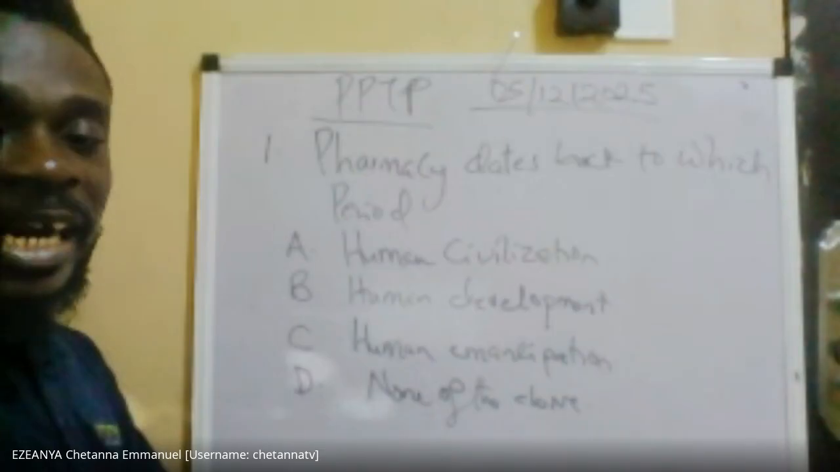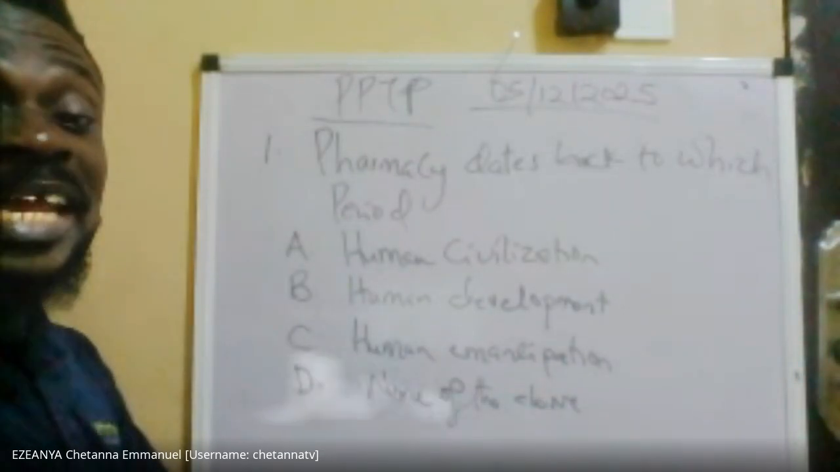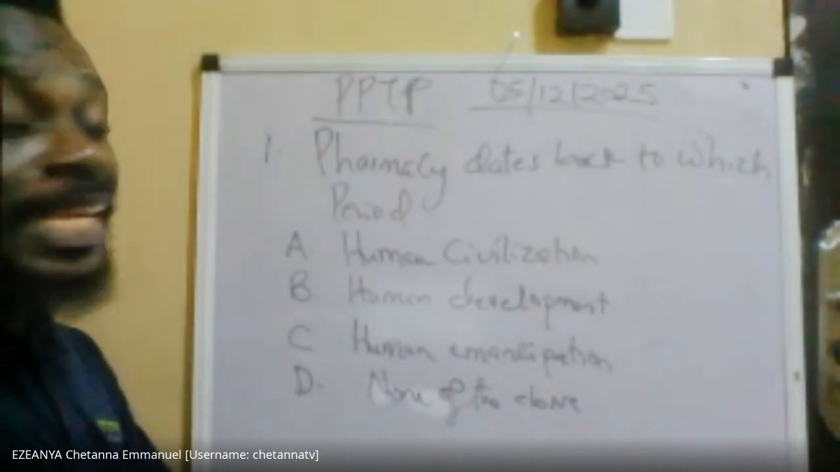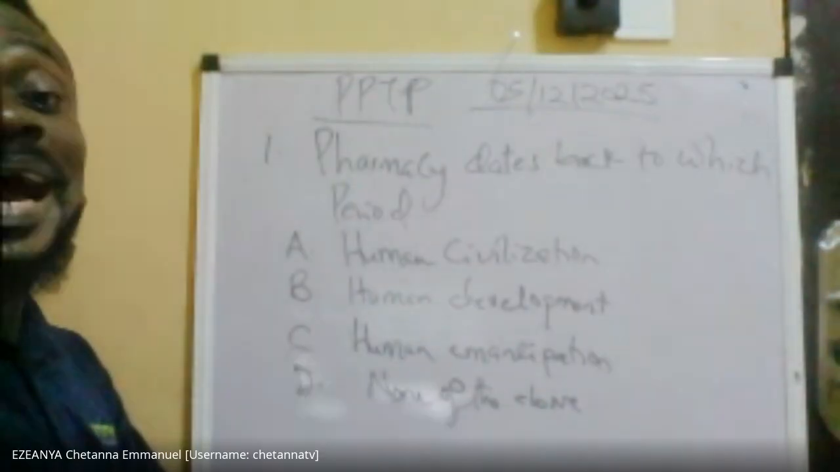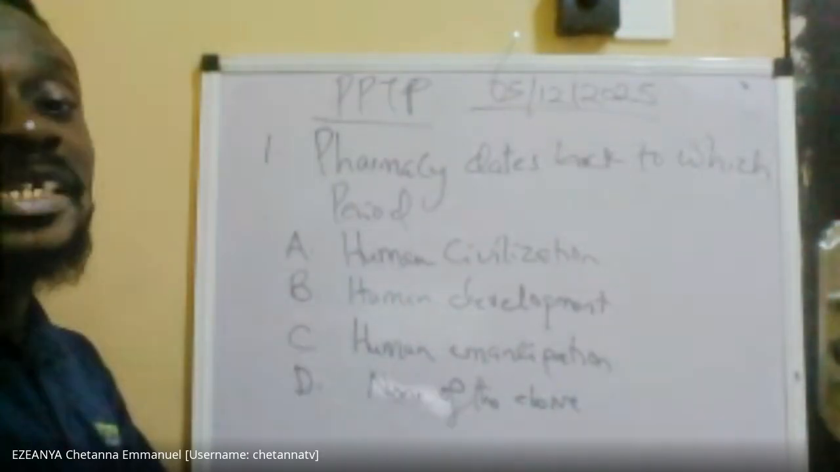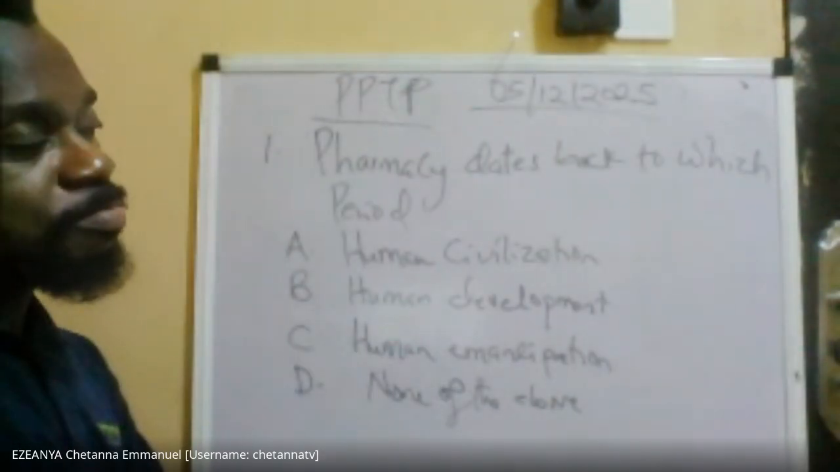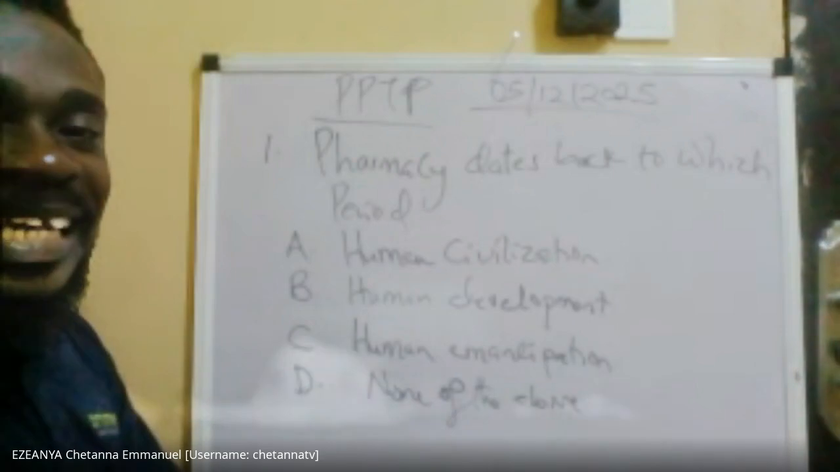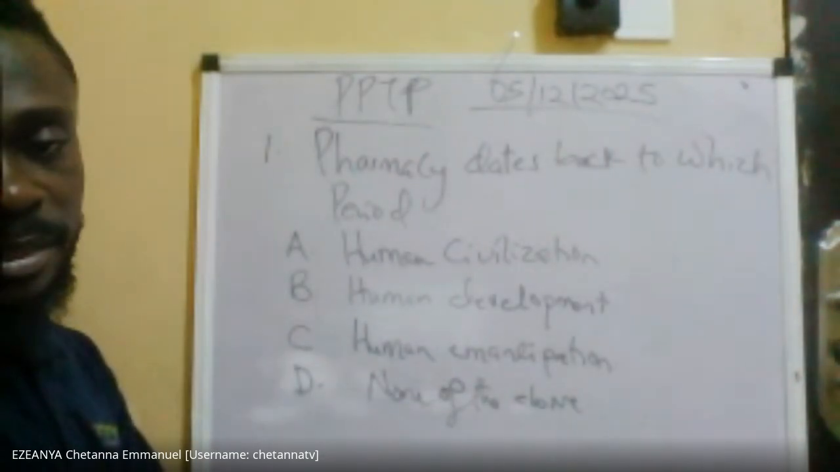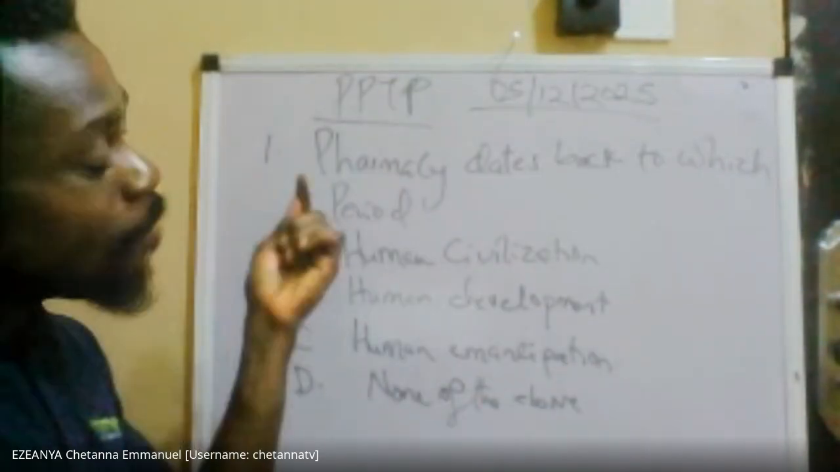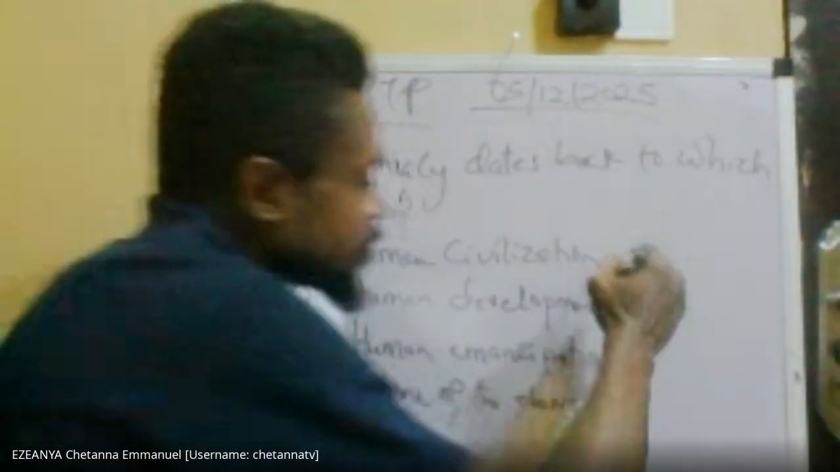Another generation. So now this medicinal plant, the evidence of the use of this medicinal plant, and even their preparation goes way back to the prehistoric and early civilization era. So because of that, linking this to pharmacy is quite understandable. So this is why it's linked to human civilization. So this is the most appropriate answer.